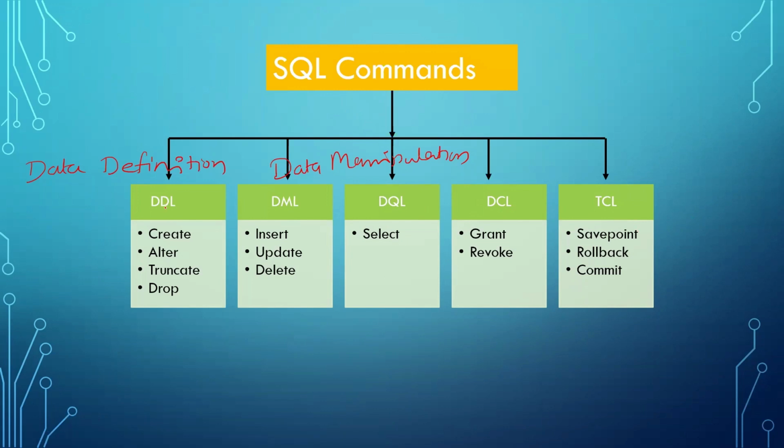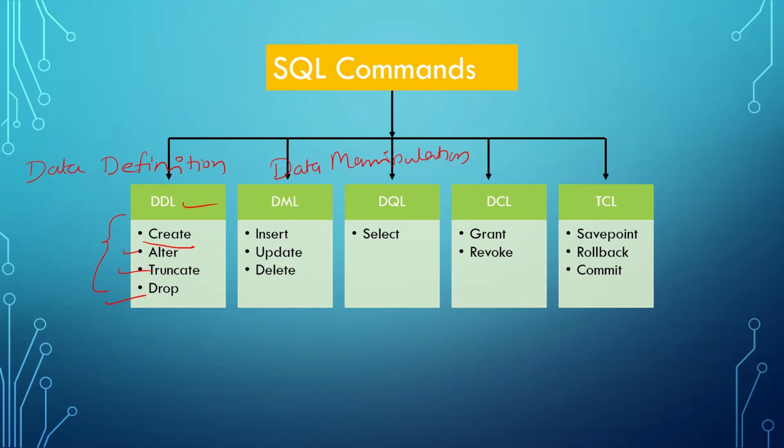And what is DDL? Data Definition Language. These are the commands under DDL. The first one is create. The create command is used to create a database and also a table. And alter. The alter command is used to modify the structure of a table. And then truncate is used to delete the entire details from the table. And the drop command is used to delete the table itself.